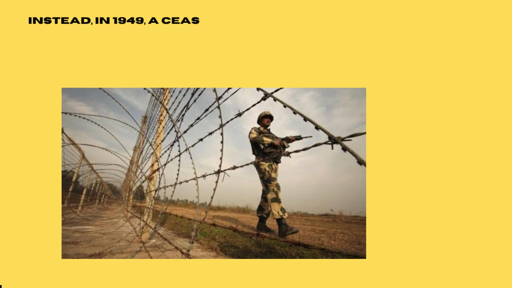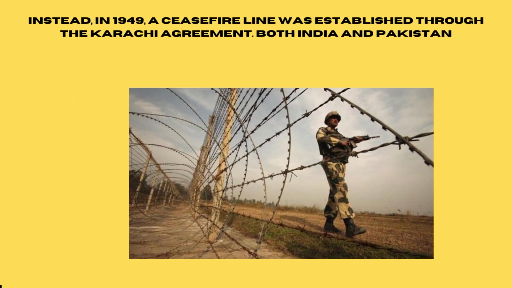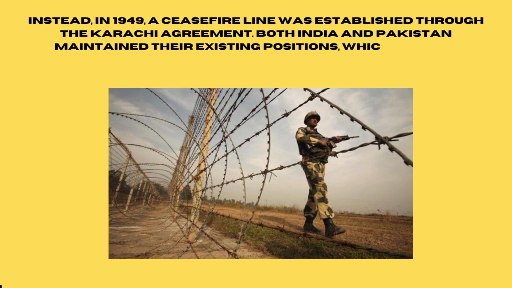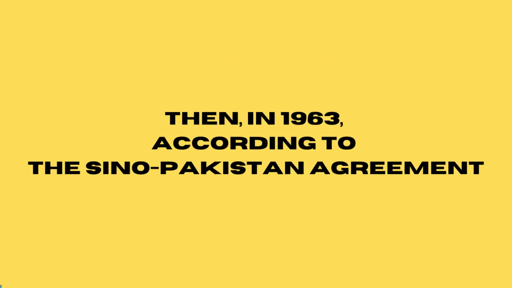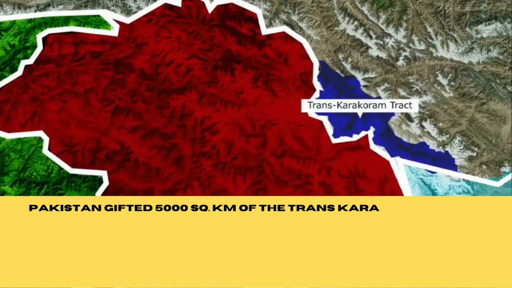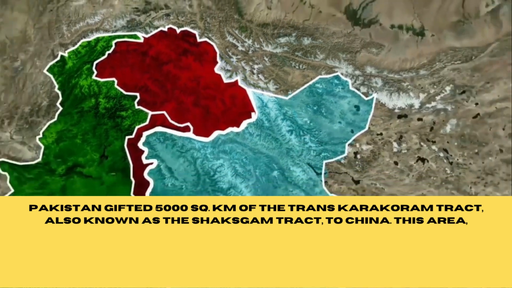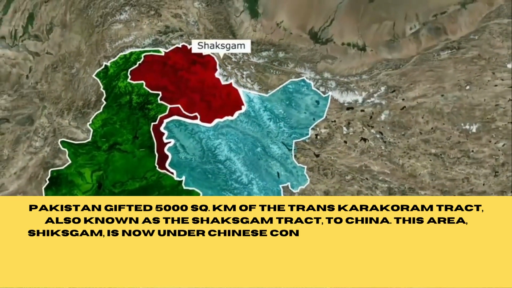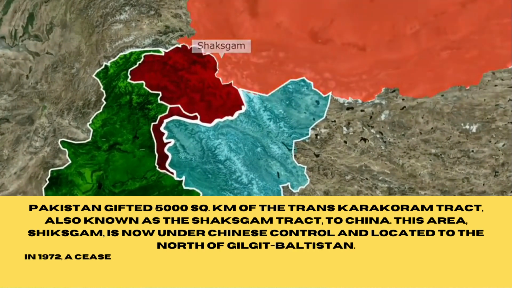Instead, in 1949, a ceasefire line was established through the Karachi Agreement. Both India and Pakistan maintained their existing positions, which closely resemble the modern day Line of Control. Then, in 1963, according to the Sino-Pakistan Agreement, Pakistan gifted 5,000 square kilometers of the Trans-Karakoram Tract, also known as Shaksgam Tract, to China. This area, Shaksgam, is now under Chinese control and located to the north of Gilgit-Baltistan.